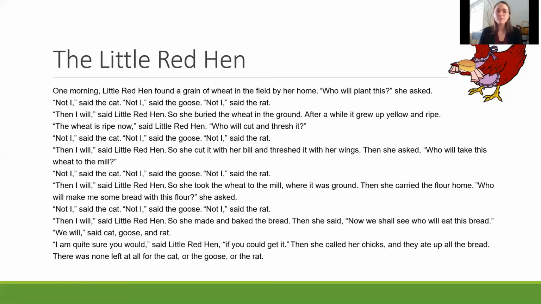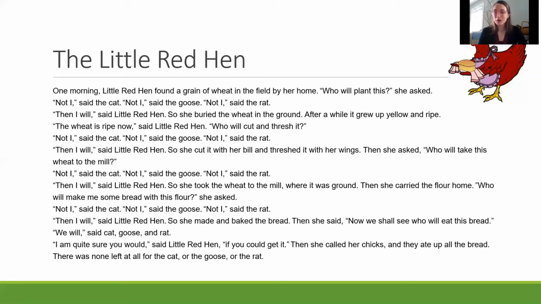"Who will make me some bread with this flour?" she asked. "Not I," said the cat, the goose, and the rat. "Then I will," said Little Red Hen. So she made and baked the bread. And then she said, "Now we shall see who will eat this bread." "We will," said cat, goose, and rat. "I'm quite sure you would," said Little Red Hen, "if you could get it." Then she called her chicks, and they ate up all the bread. There was none left at all for the cat, or the goose, or the rat.